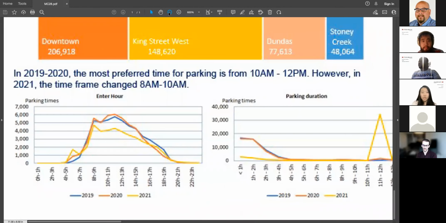Yeah, so the diagram in the left bottom shows that in the 2019 to 2020 period, people preferred to park between 10 a.m. and 12 p.m. However, it's very interesting that in 2021, the time shifted earlier, from 8 a.m. to 10 a.m., which indicates that it is already a post-pandemic period in 2021, and people start to go parking or working earlier compared to the previous year.